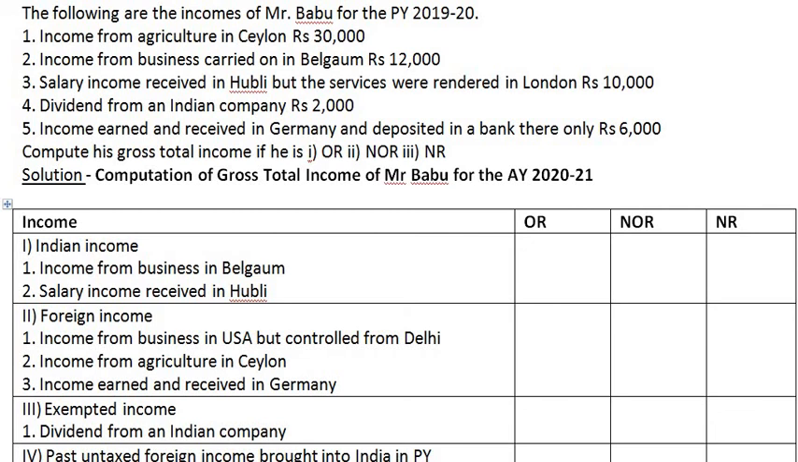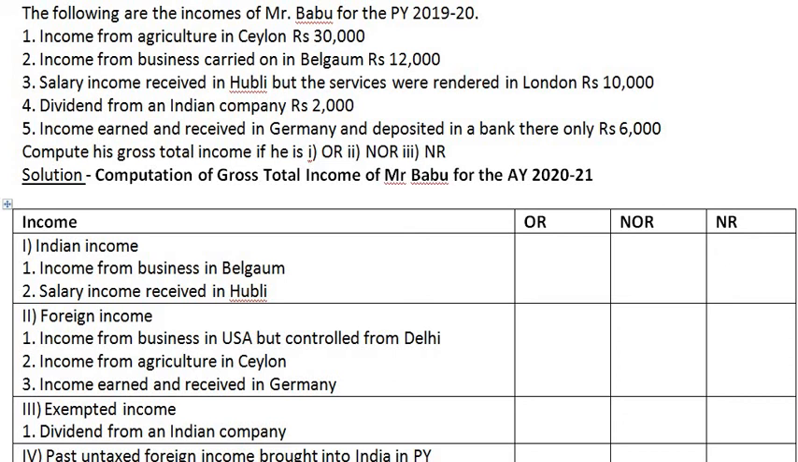As I have mentioned in the previous problems also, before we solve any sum, first we should understand the problem. And whenever you are reading the sum, simultaneously make sure that you mark it. The first one, income from agriculture in Ceylon, rupees 30,000. This is a foreign income. Foreign income is taxable only to ordinary resident. Therefore, here itself you make the marking that it is a foreign income and should be taken only in one column.